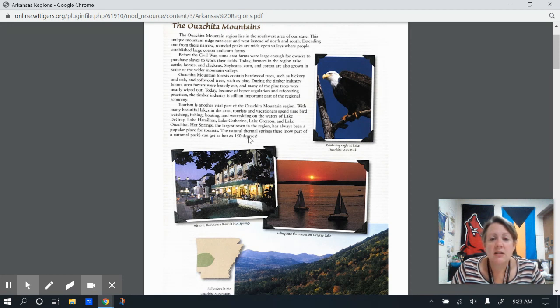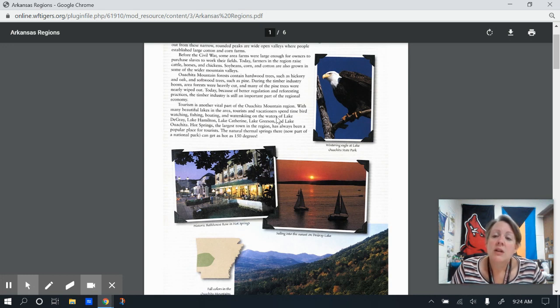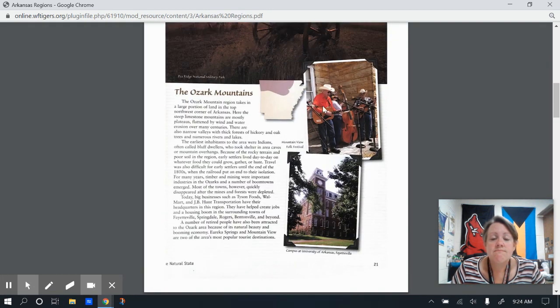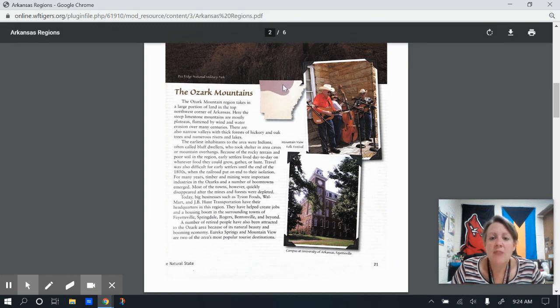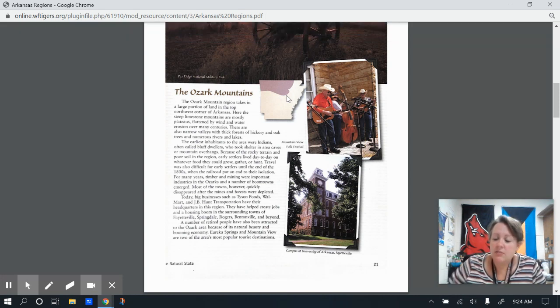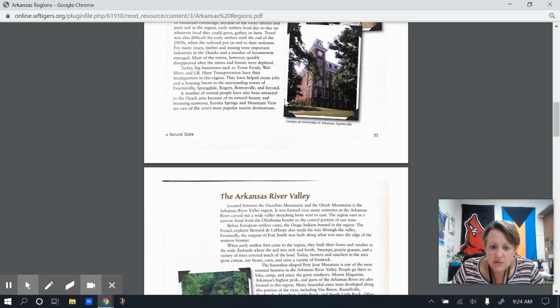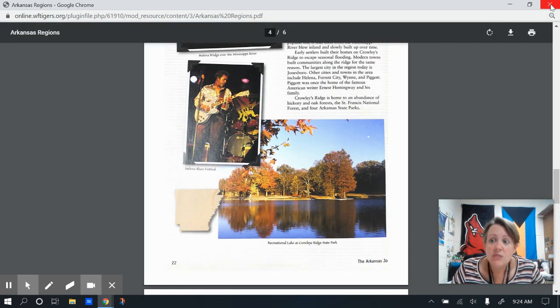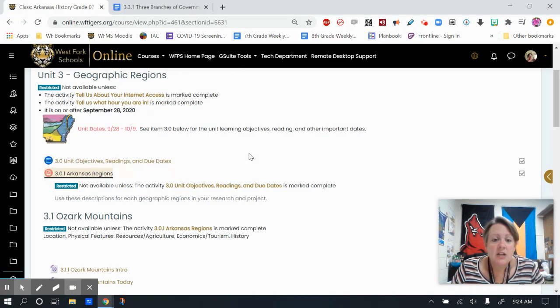Interesting. All right, so that's what I would do first, is to take notes using these 6 pages for each region. What's really cool is that they give you a map and it shows you where, and so that could be part of your notes. You can draw Arkansas and maybe write or draw in the regions and label them. I think that would be most beneficial to you. Because eventually you're going to take a quiz and you can use the notes on it.